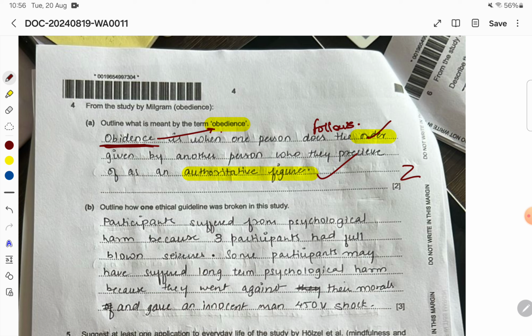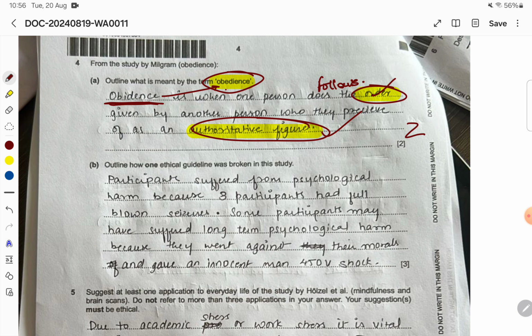The answer is correct. Like I said, key words being looked out for when obedience is asked: orders, commands, and authority figure. She's covered both. I don't have anything else much to discuss in this. Next is outline how one ethical guideline was broken in the study. Very easy answer. Very lucky students who got to write this answer, because in Milgram there are major ethical issues and there are multiple of them. So very easy to answer this one.